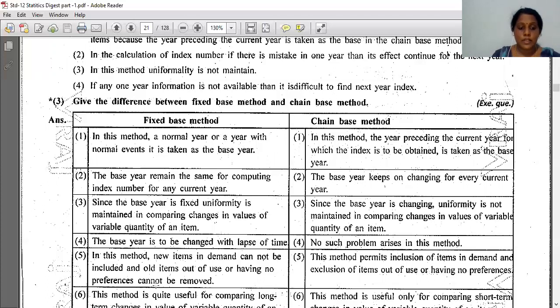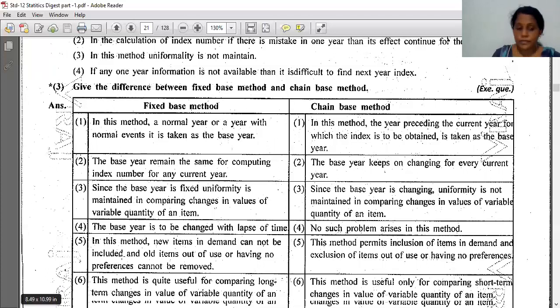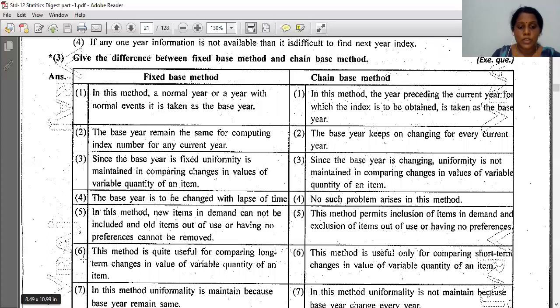Then in the fifth point, in the fixed base method, new items in demand cannot be included and old items out of use or having no preference cannot be removed. In chain base, this method permits inclusion of items in demand and exclusion of items out of use. Sixth point, the fixed base method is quite useful for comparing long-term changes in the value of variable quantity of an item. And here, the chain base method is useful only for comparing short-term changes.